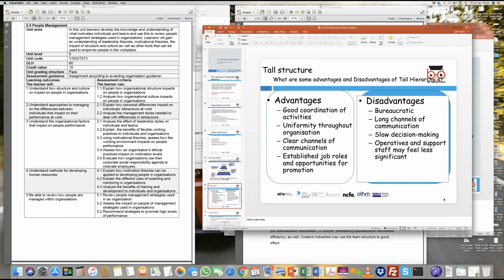Because you know where your job starts and ends, or you have some sort of defined job description, there are also clear channels of communication. There is no ambiguity in your job role. And in this case, what you do tend to see is that most of the job roles within the organization are quite established.